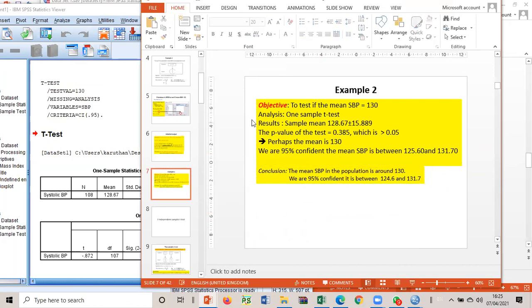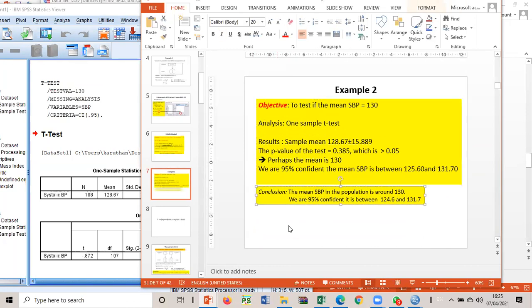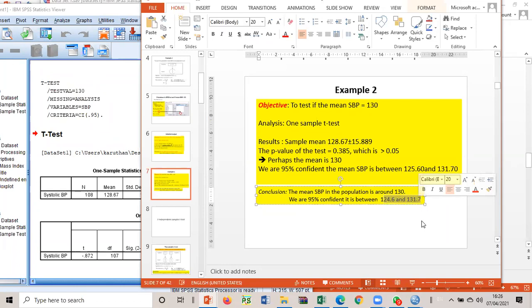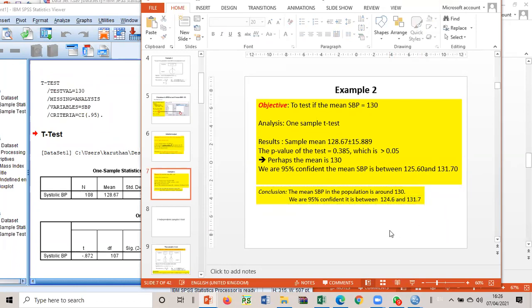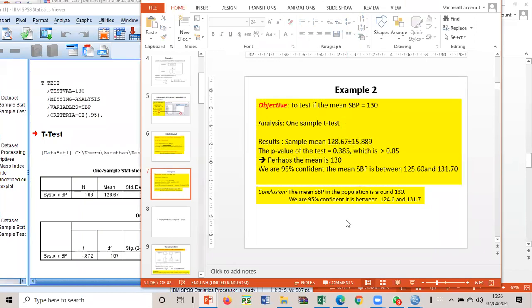Conclusion. The mean SBP in the population is around 130. We are 95% confident it is between 124.6 and 131.7. Does 130 fall inside here? Yes, it is. That's why I said perhaps it is still 130. Don't say it is 130, because the sample mean is not 130. So perhaps the mean is still 130. Very good.